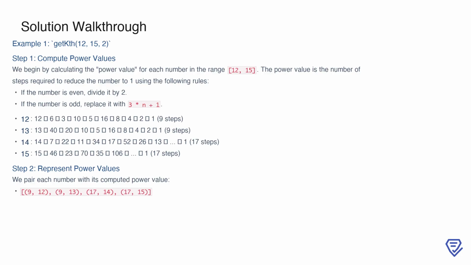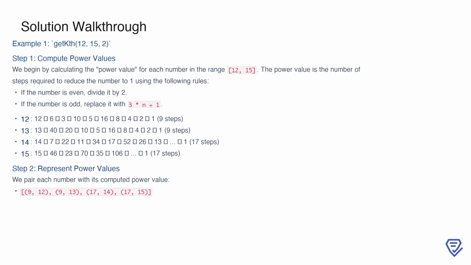To solve the problem, we begin with the first example, getKth(12, 15, 2). The first step is to compute the power value for each number in the range [12, 15]. The power value measures how many steps are required to reduce a number to 1, following specific rules. If the number is even, we divide it by 2. If it's odd, we replace it with 3*n plus 1. For each number, we repeatedly apply these rules until reaching 1.